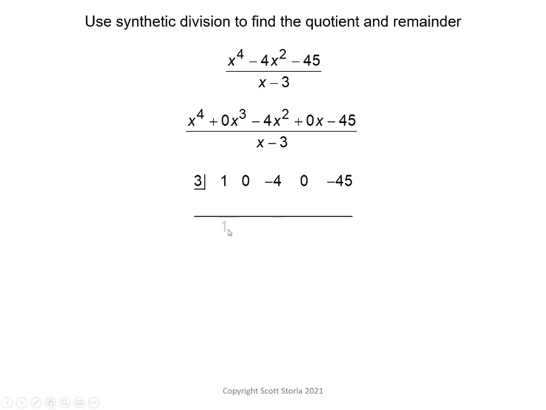I'll bring down the 1. I'll multiply to get 3 and add. Multiply to get 9 and add. Multiply to get 15 and add. And then multiply to get 45 and add. Since my fourth degree is being divided by a first degree, this will be my coefficient for the third degree. So I'll have x cubed plus 3x squared plus 5x plus 15 with a remainder of 0.